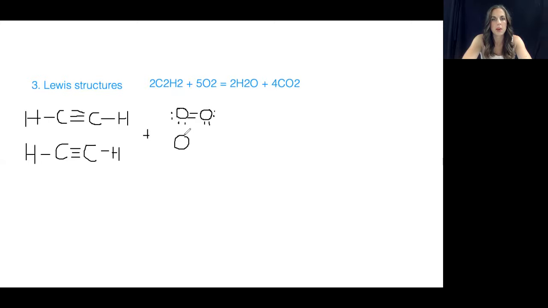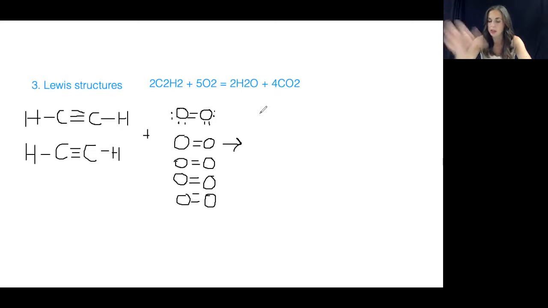Okay. I'm not going to draw the lone pairs here on the other ones, just because it's going to save us time. You know they're there. Mainly what we need the Lewis structures for is to count the bonds. So the lone pairs aren't going to matter in our equation anyway. So this is just going to save us time. Okay. So there's 5 of those. 1, 2, 3, 4, 5. Okay. And that is all going to make 2 H2O molecules.